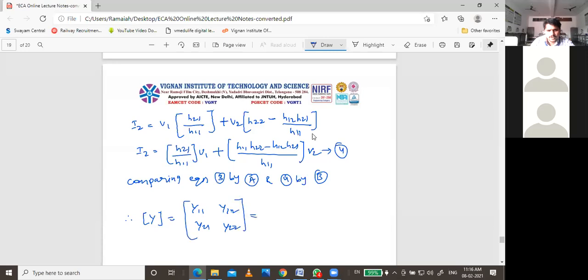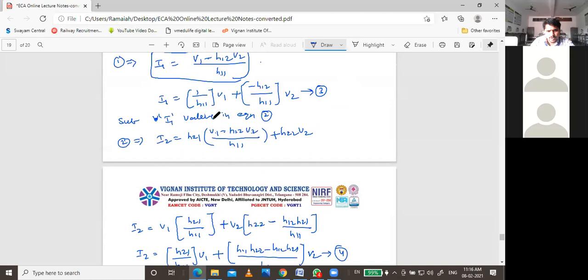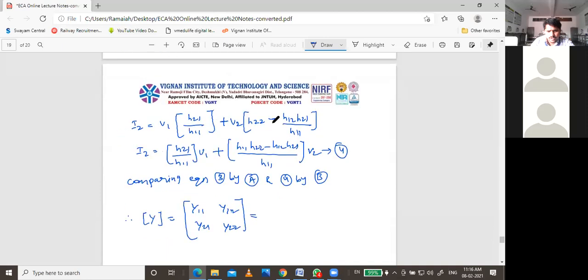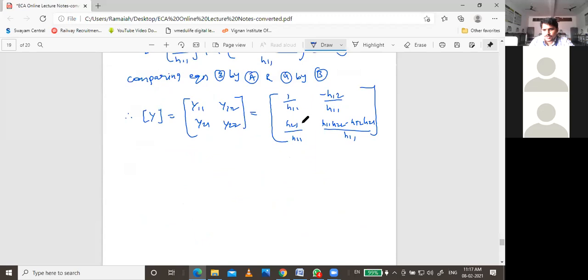So this must be equal to what? From equation 3, 1 by H11 and minus H12 by H11 are Y11 and Y12. Next, H21 by H11 is Y21, and H11 H22 minus H12 H21 by H11 is Y22. So these are the interrelations between the H parameters and Y parameters. If they give the H11, H21, H12, H22 values, you can directly find the Y parameters by substituting in these equations.